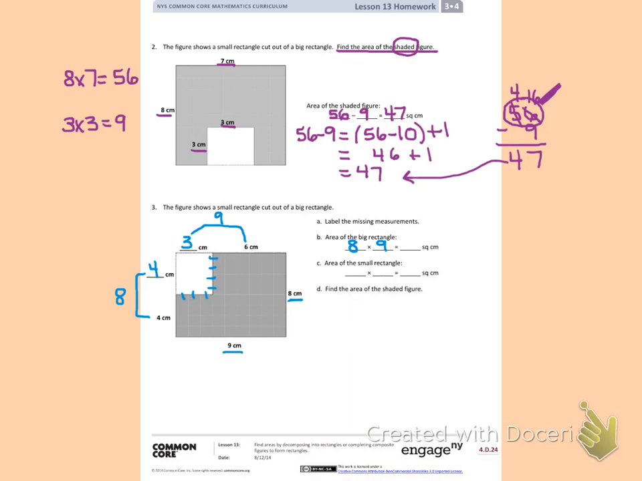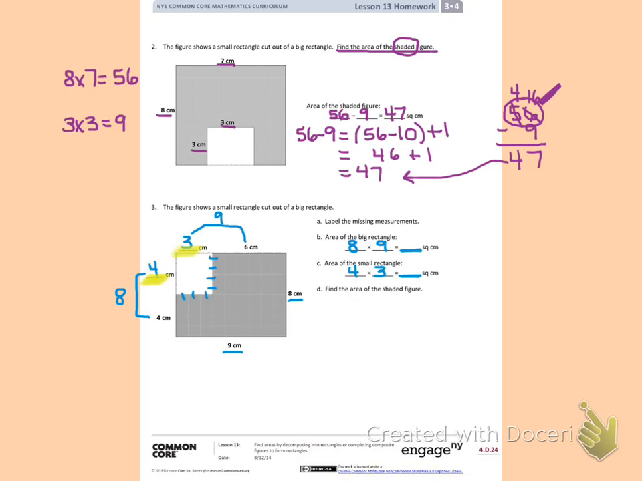Now, multiply 8 times 9. 8 times 9 is what? You write your answer right here. Now, let's look at the area of the small rectangle. The area of the small rectangle has these two numbers. Remember, there are 4 rows and 3 columns. Now you multiply 4 times 3 and put your answer right here.